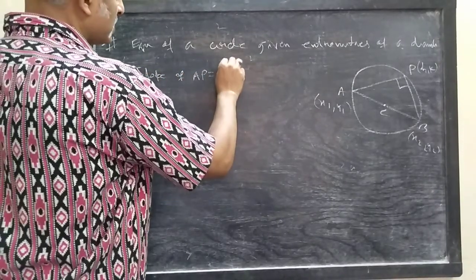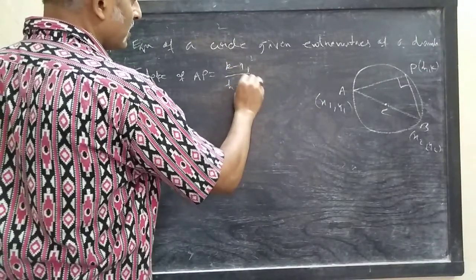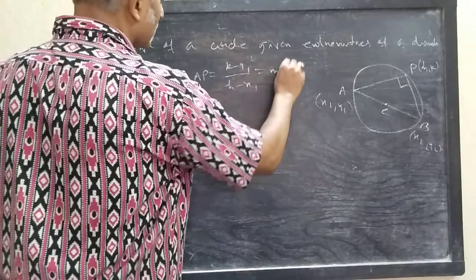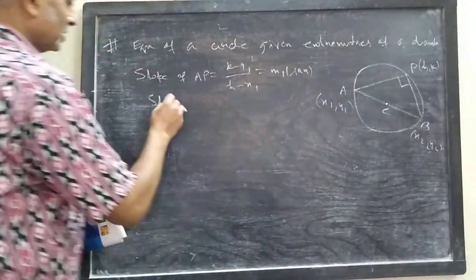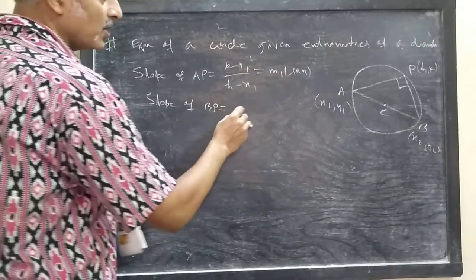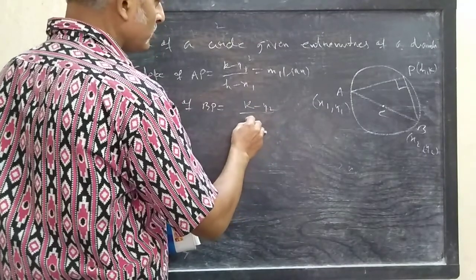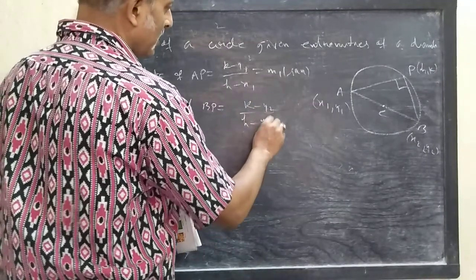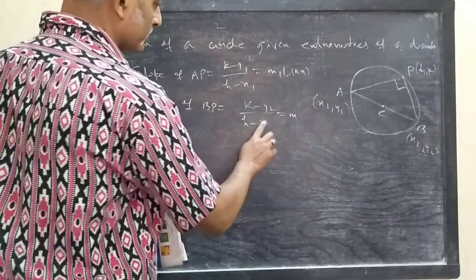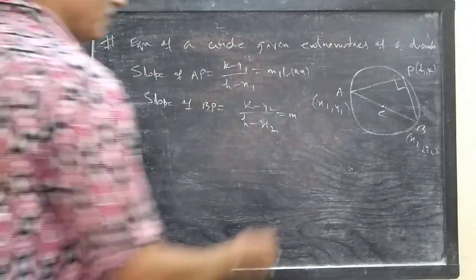Slope of AP is (k minus y1) by (h minus x1), equals M1 say. Slope of BP will be (k minus y2) by (h minus x2), equals M2 say.